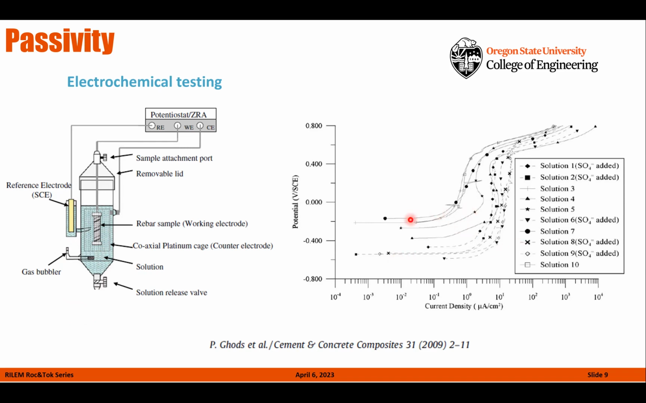For example, in this slide, electrochemical tests show that the passivation of rebars that are turned and polished, perfectly mirror finished surfaces, creates different passivity behavior. These are anodic polarization curves. Here, we see different passivity characteristics depending on in which environment the passive films have formed.